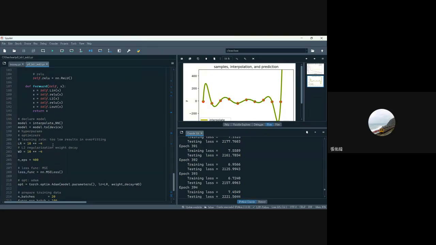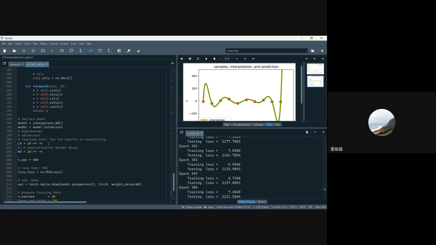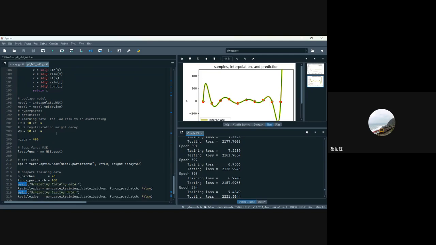The learning rate, after testing, it's better to choose 0.001. And we also apply a weight decay to prevent overfitting. The number of epochs we choose is 400 to reach a better training performance.